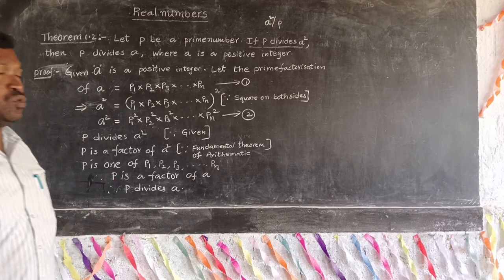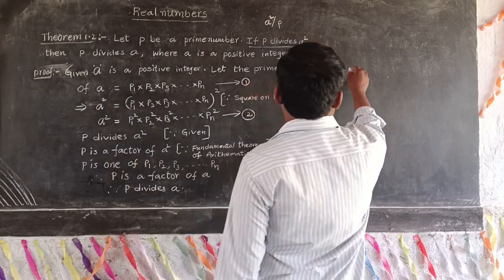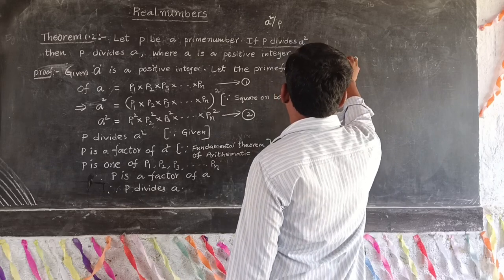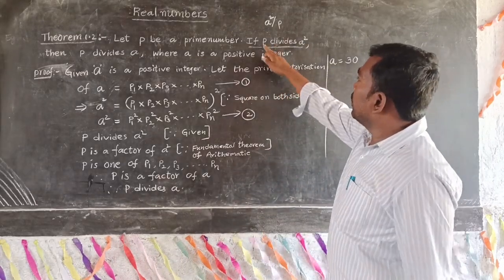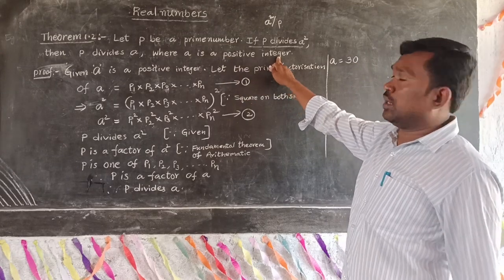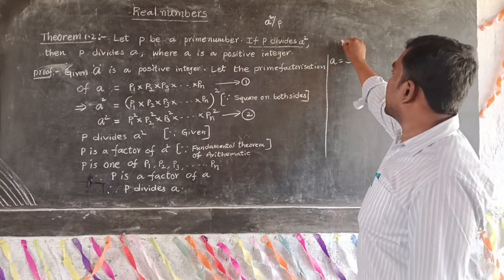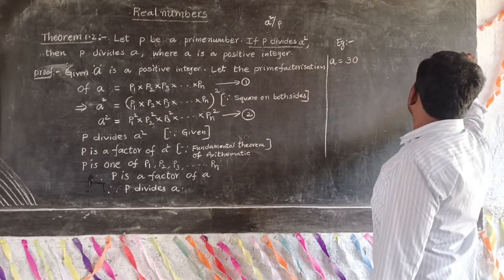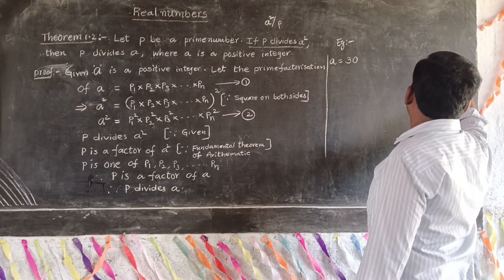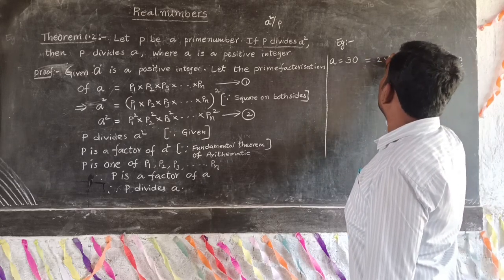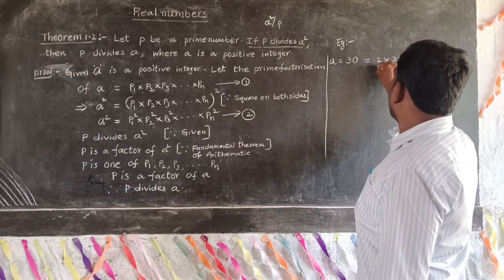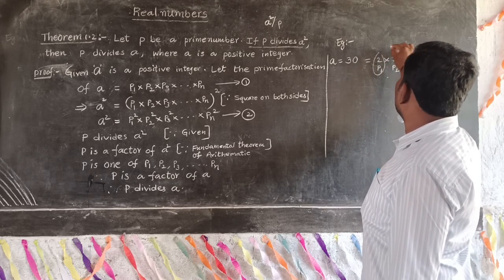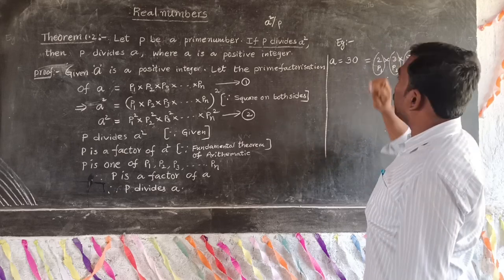Let us see this through an example. Let A be a positive integer, A equal to 30. 30 is 2 times 15, 3 times 5. So 30 equals 2 into 3 into 5. Here P1 is 2, P2 is 3, P3 is 5.